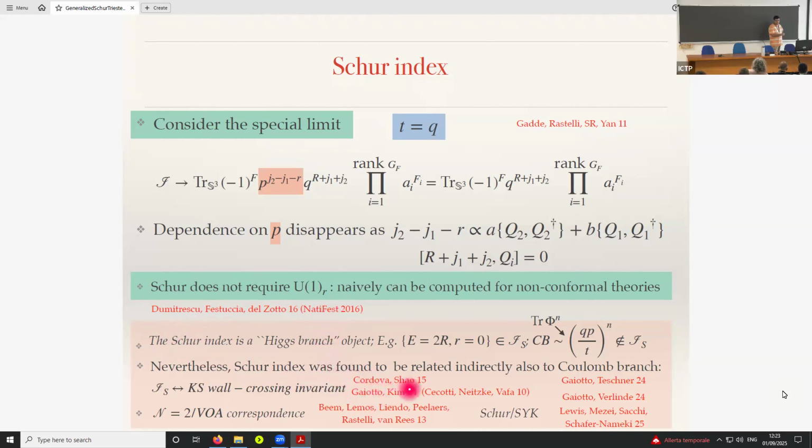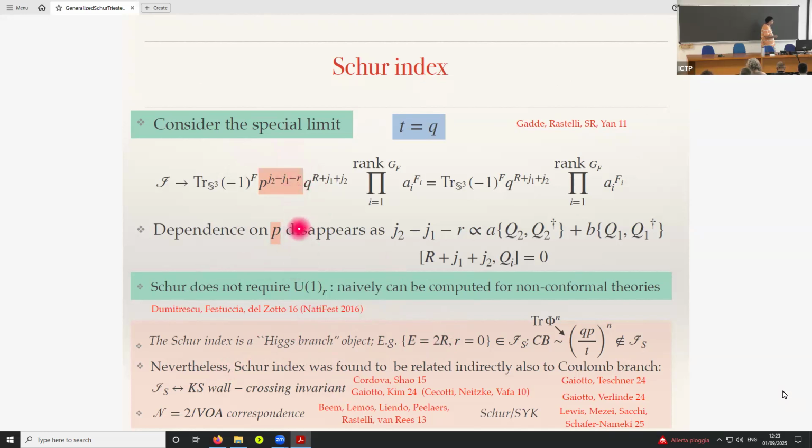there is no paper. So there is a talk on YouTube that you can find that Thomas gave at NatiFest, where they made this statement precise. So they made some localization computation and have shown how you can define the Schur index for non-conformal theories. There is a talk, but there is no paper. If you are friends with Michele, please make Michele publish that paper, because it should be very interesting.